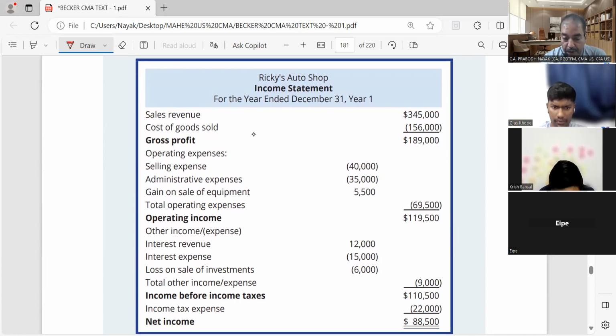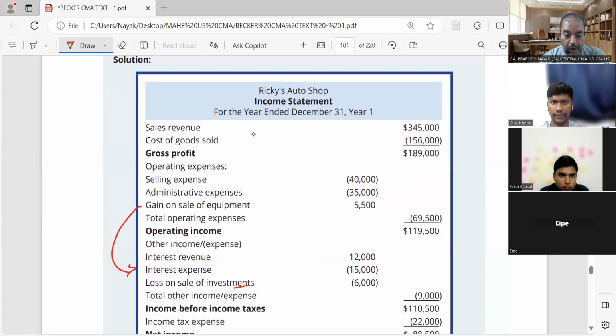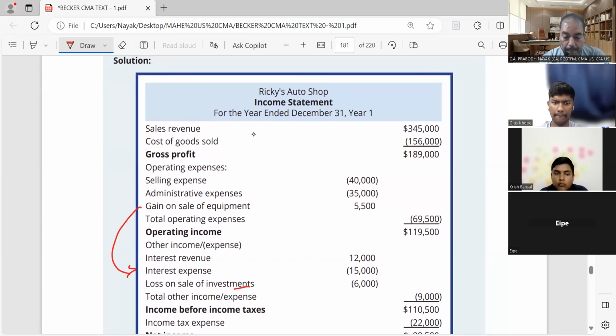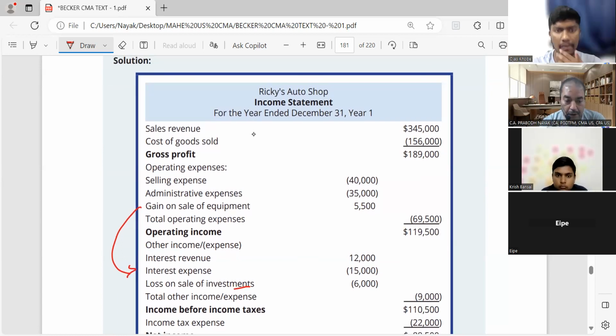Gain on sale of equipment, they have shown as operating income, but actually it should not come as a part of the operating income, because they have taken the loss on sale of investment here as a non-operating income or other income. So actually, this also should be coming here. Gain on sale of equipment, because that is not your main business. It is not a part of your operating income. So that is one thing.